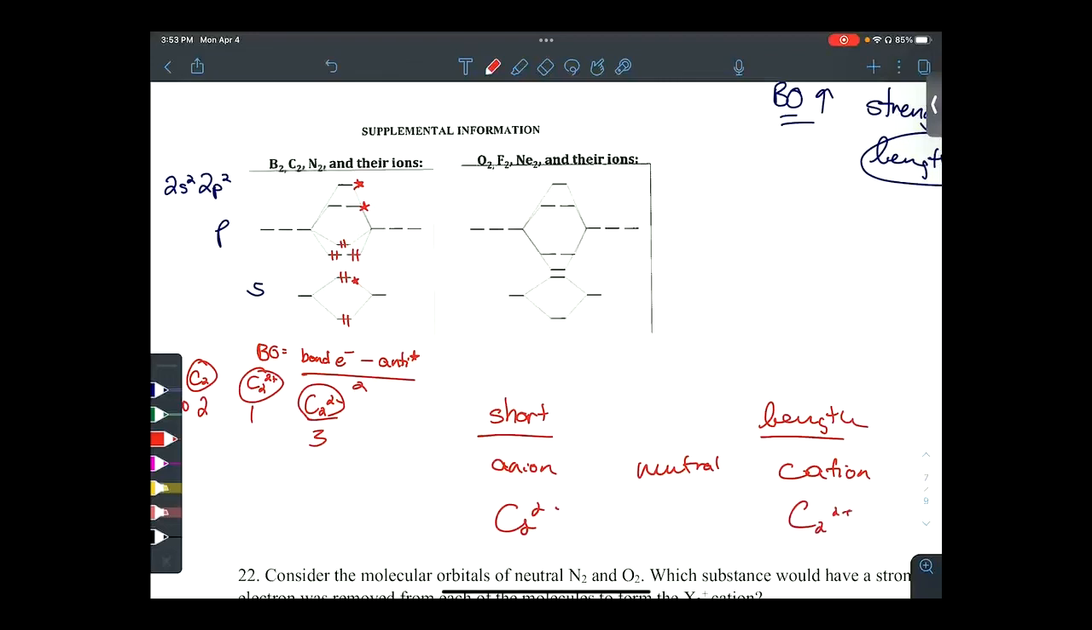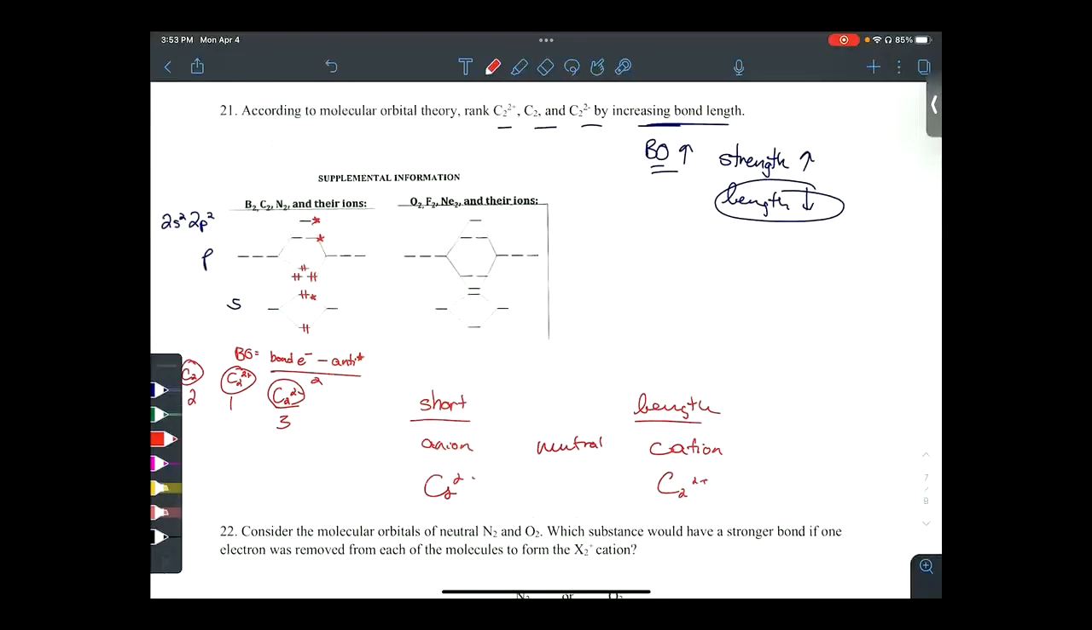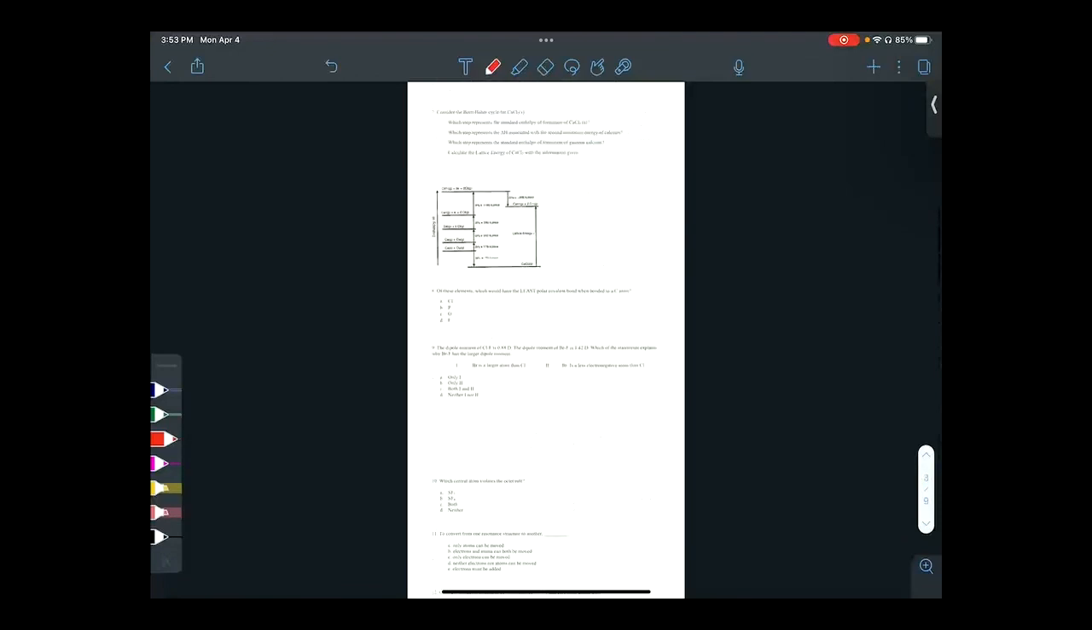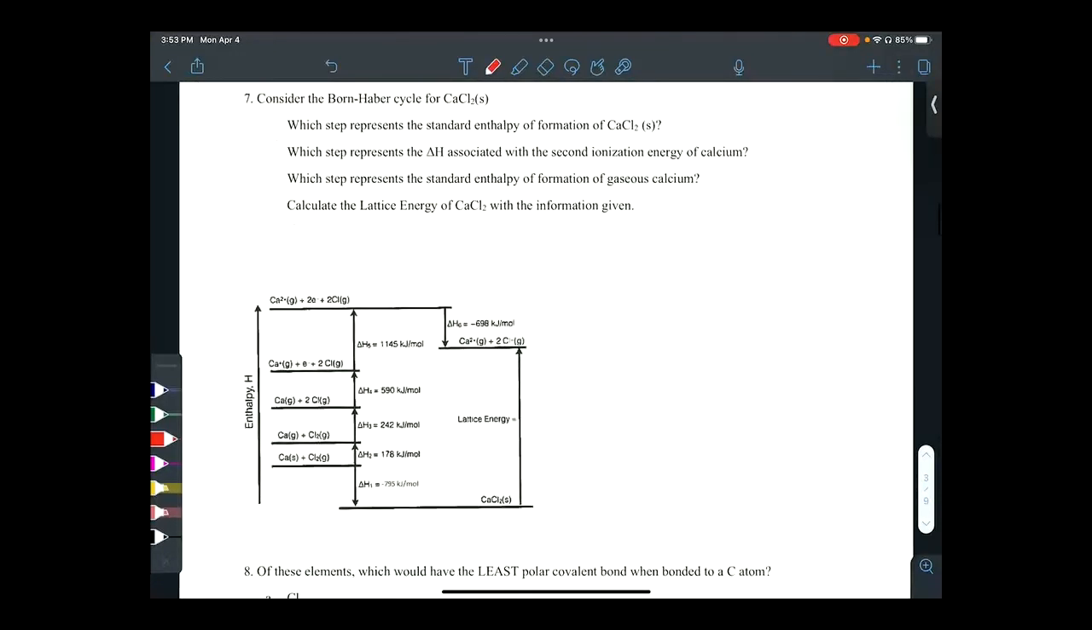I have 2 minutes. Is there one that you want to do right now? Let's do the Born-Haber one. Okay, let's do number 7. All right, so here's the Born-Haber cycle. So I give you the numbers.